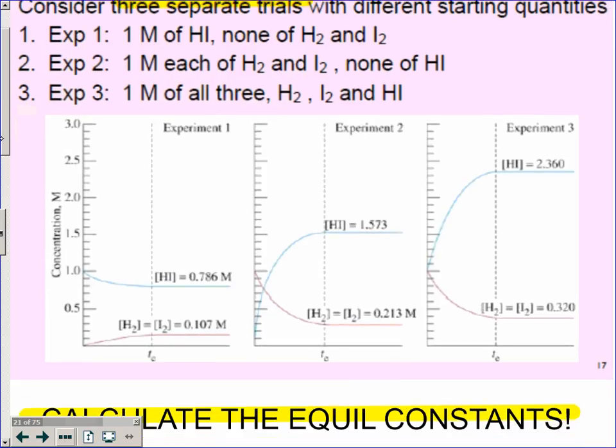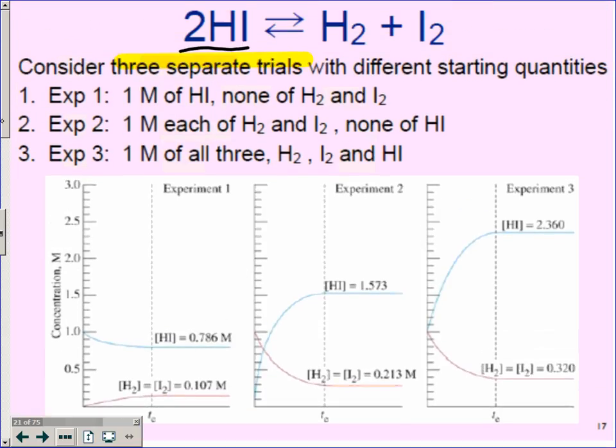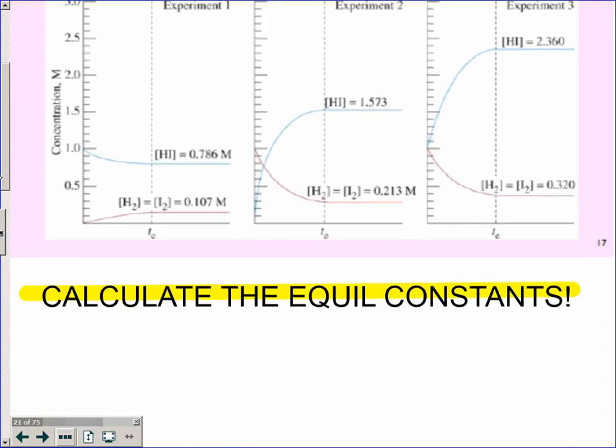So we have experiment 1, 2, and 3. We have a reaction of 2HI equilibrates, that's how we say the double-headed arrow, equilibrates to H2 and I2. So I want you guys to calculate the K value from this graph, okay? I want Joy's group and Ricky's group to find the K value of this graph, and then Jaden's group over to find the K value of this graph.